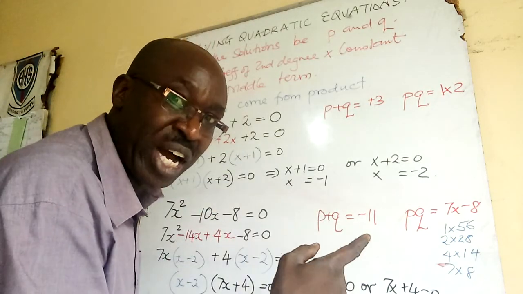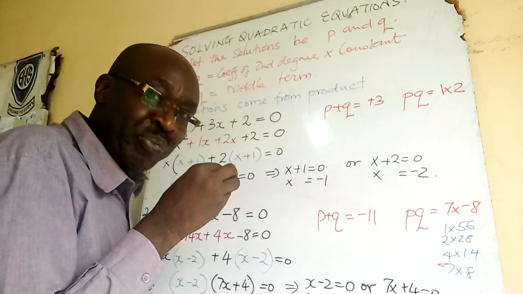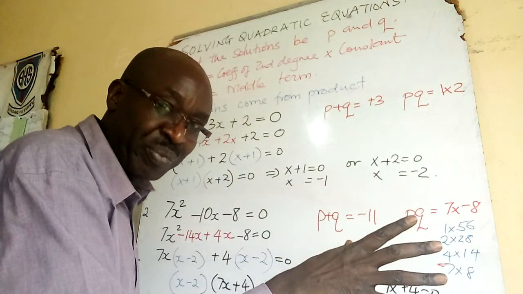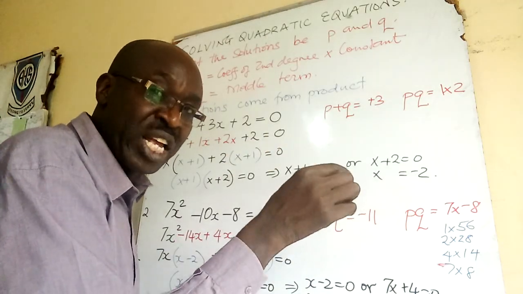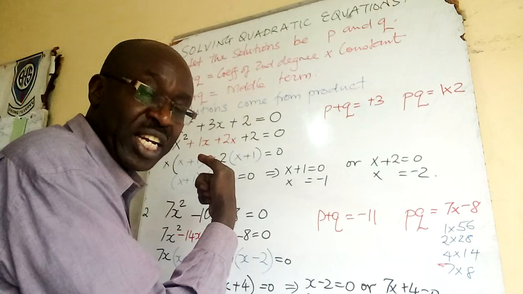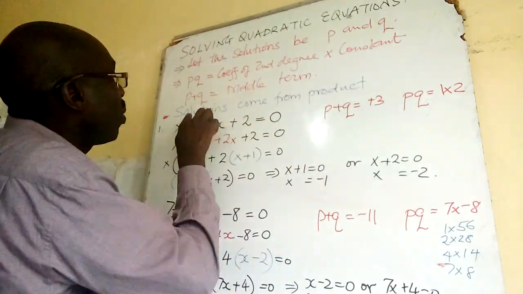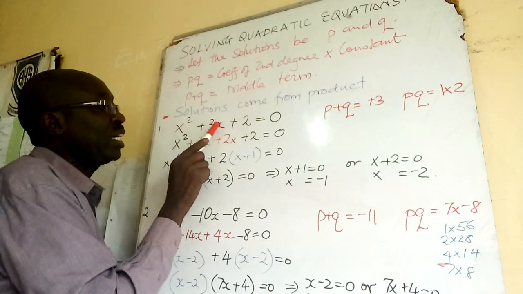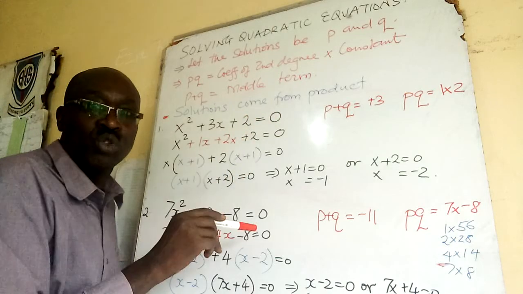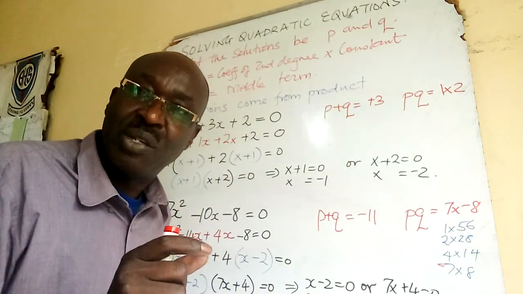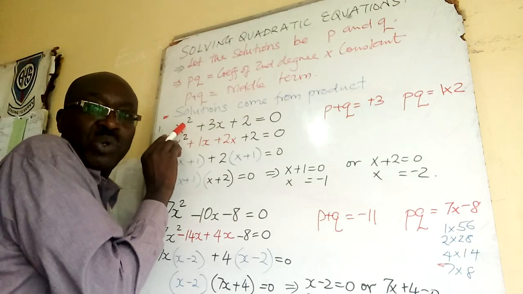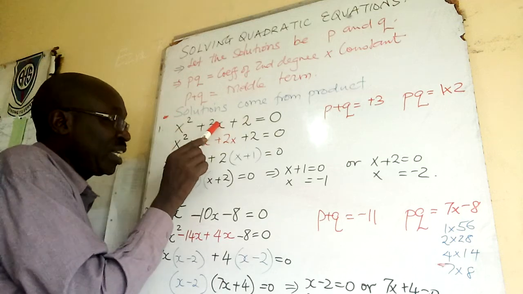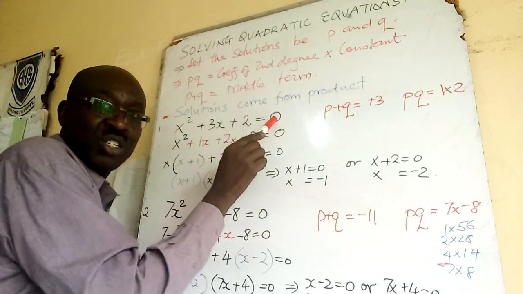Let the solutions be P and Q. And then P plus Q is the middle term. But P times Q is the coefficient of second degree multiplied by a constant. So I want to show you here. Okay? Suppose we were given x squared plus 3x plus 2 is equal to 0. So we are asked to solve it. What does it mean? What is it that when we put here where x is, which number, when we put where x is, everything reduces to 0.